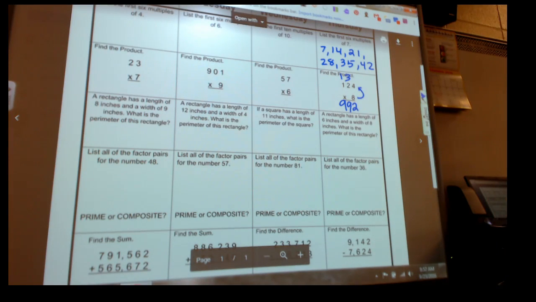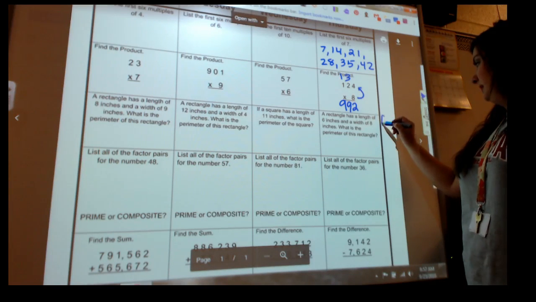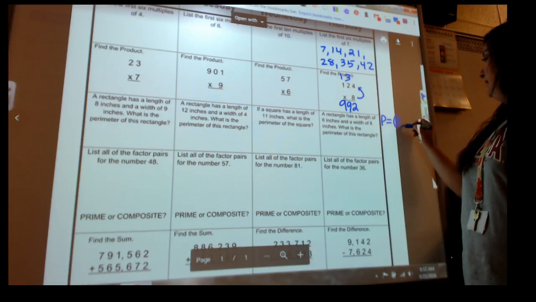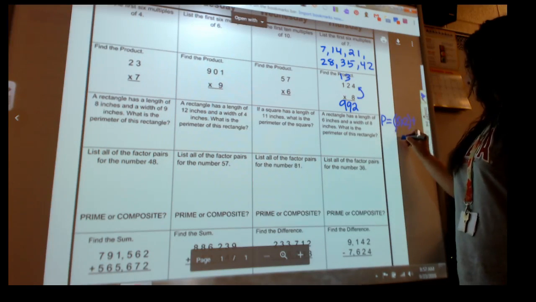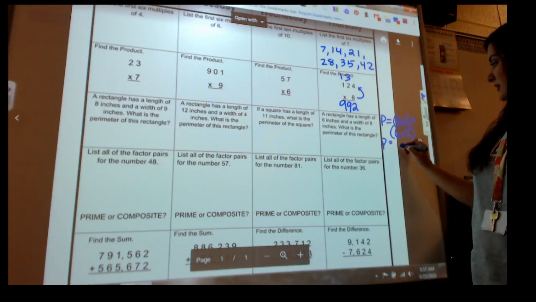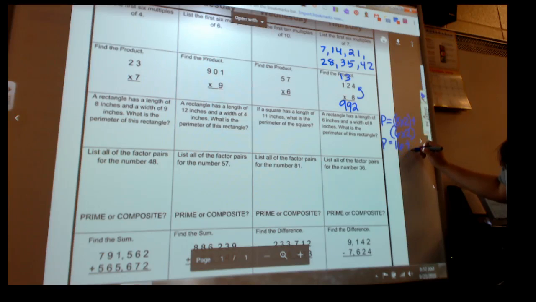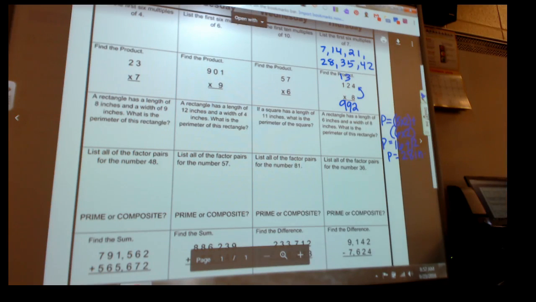All right, a rectangle has a length of 6 inches and a width of 8 inches. So guys, this is just going to be P equals 8 times 2 plus 6 times 2. P equals 16 plus 12. P equals 28 inches. Does everybody understand that?